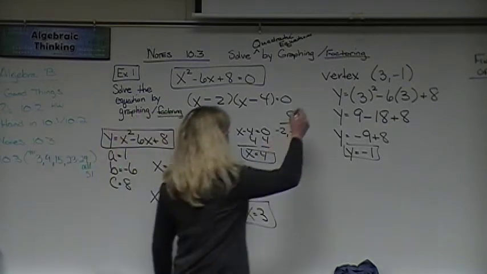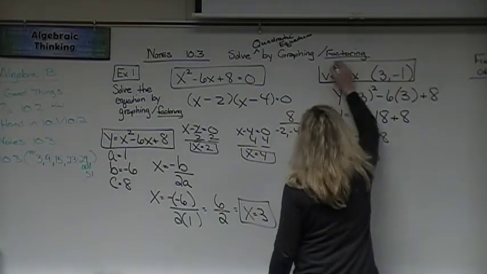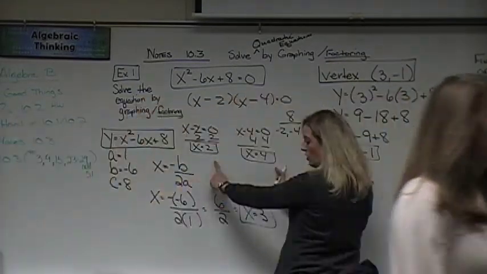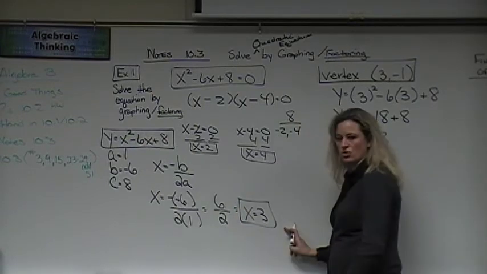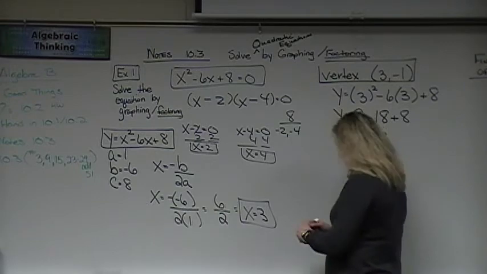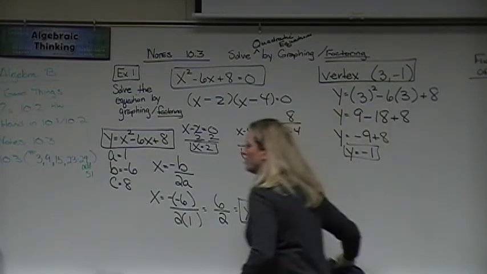So we have our vertex. We have our solutions where the parabola is crossing the x-axis. And we have our axis of symmetry. Do we have enough to construct a parabola now? We sure do. All right, let's go ahead and construct it over here on our coordinate plane.